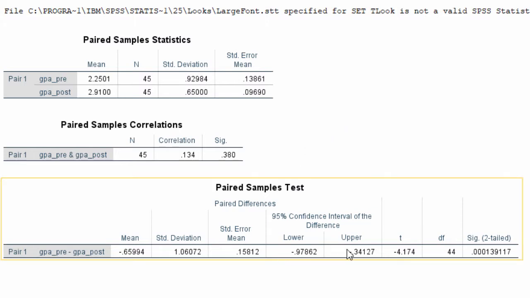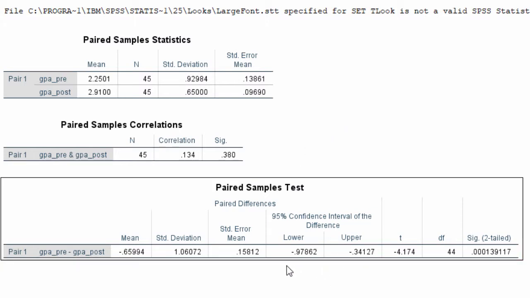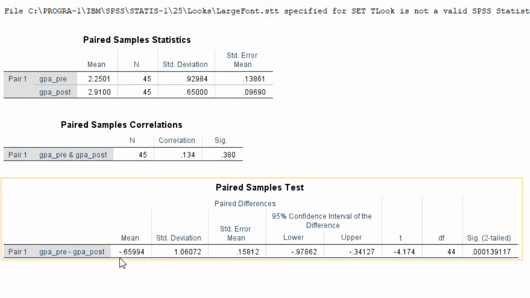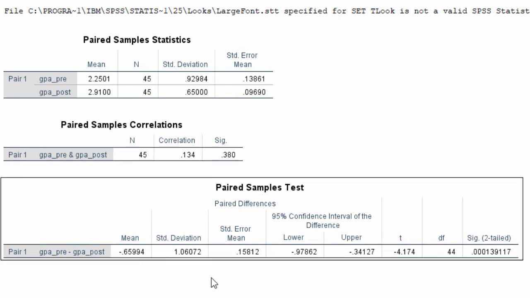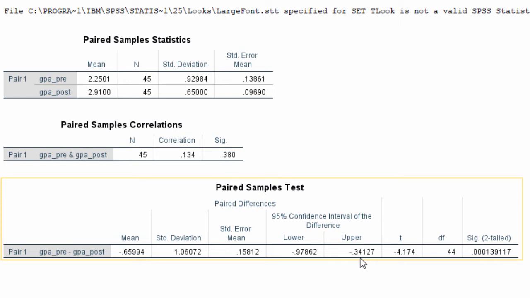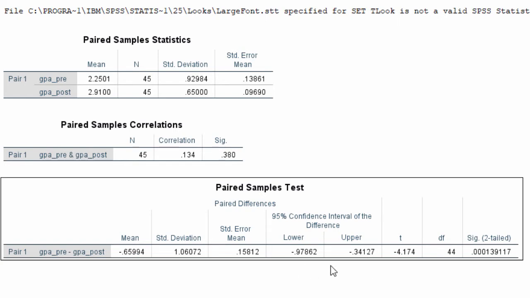So lastly, I'm going to point out the 95% confidence intervals that are reported in the paired sample t-test case. So this mean difference of negative 0.6599, if I were to repeat this study many times over, I'd expect to see the mean difference between GPA pre-goal setting training versus GPA post-goal setting training to range between negative 0.97862 and negative 0.34127. So 95% of those mean differences across all those studies would be expected to range between these two values.